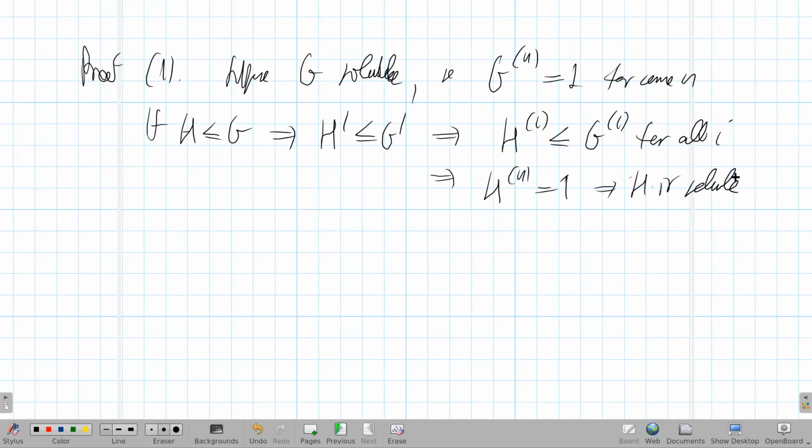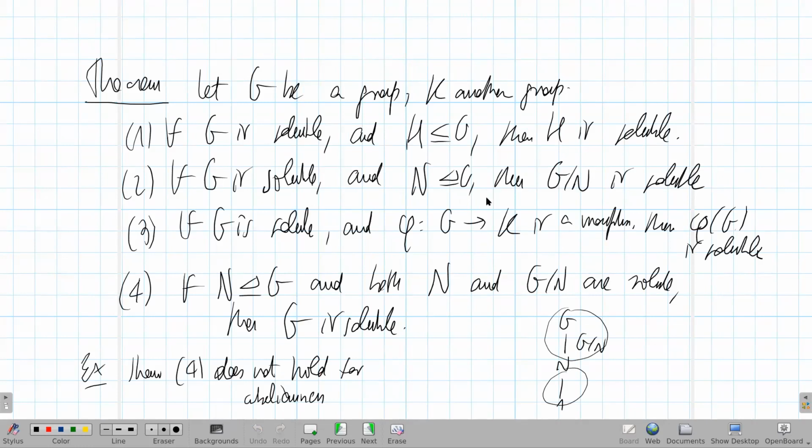So I've used just the definition, okay? Nothing else. The definition of a soluble group. Simply because the terms of the derived sequence of a subgroup are contained in the corresponding terms of the whole of G. Because commutators of elements in H are particular instances of commutators of elements in G. Part 2 means if G is soluble and N is normal, then the quotient is soluble.